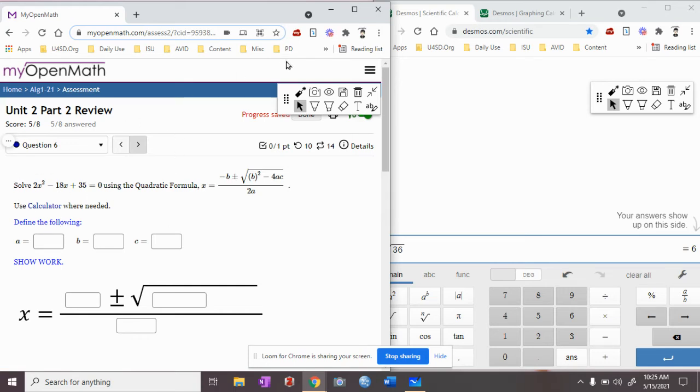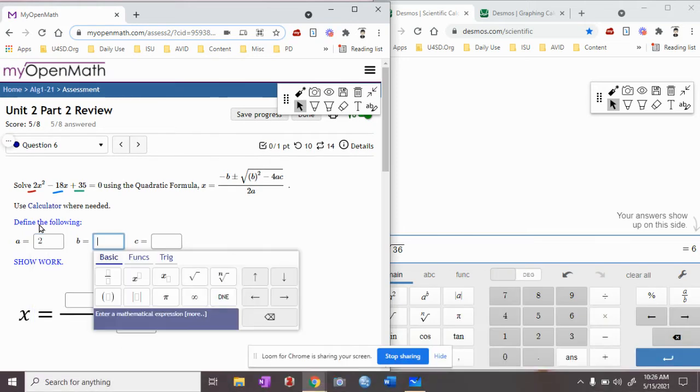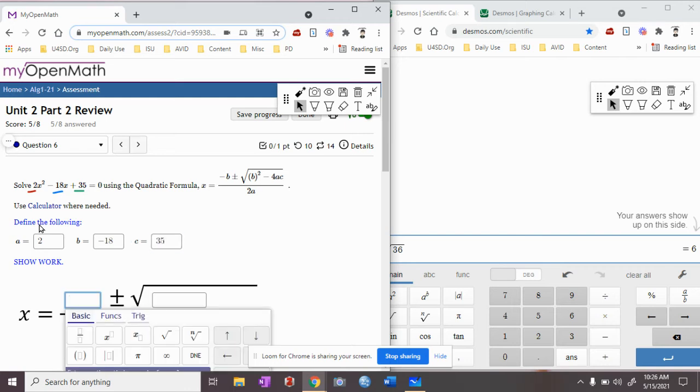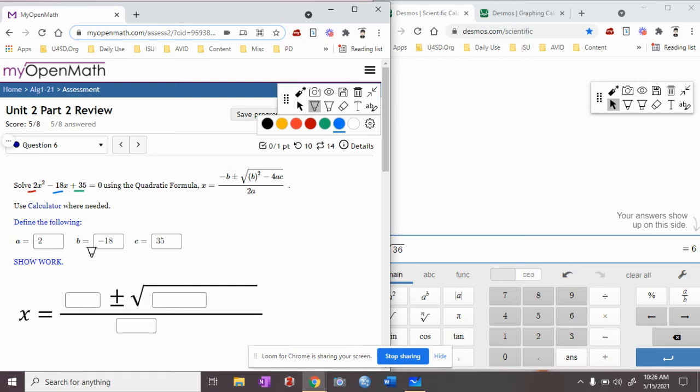Okay, let's do the same thing here. We're going to identify our A, B, and C values. So I have 2, -18, and 35. Fairly big numbers, but that's okay. The opposite of B is the opposite of -18, which is +18. So that will go here.